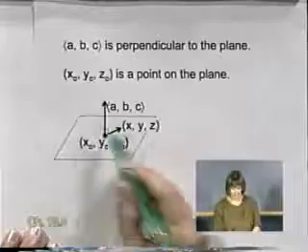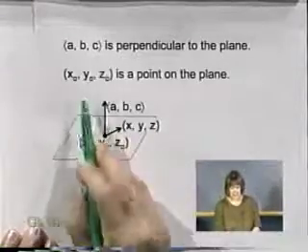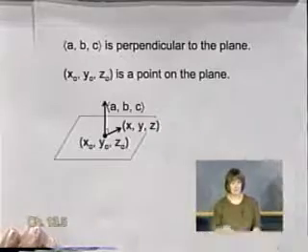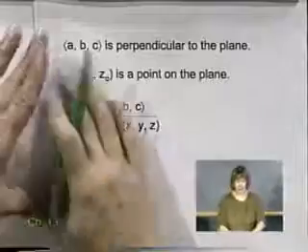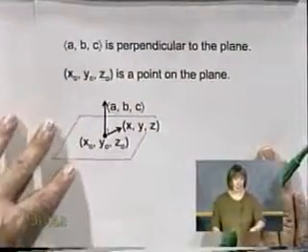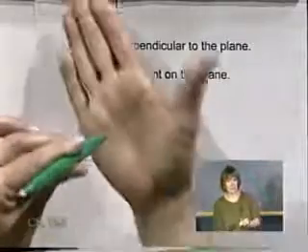Here's my plane. x naught, y naught, z naught is a particular point on the plane. Somebody's telling you like 2, 3, 5 is on the plane. Okay, now think about it. Every plane in space has vectors that are perpendicular to the plane. Like here's my hand on my plane.